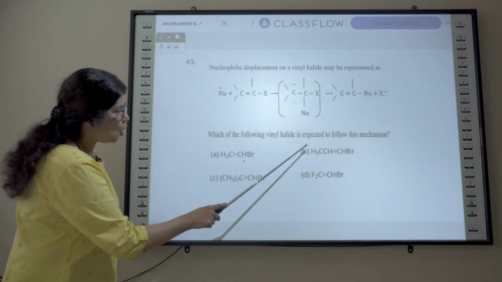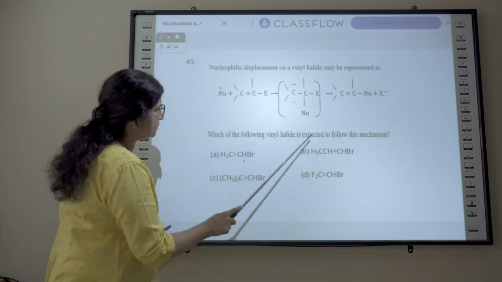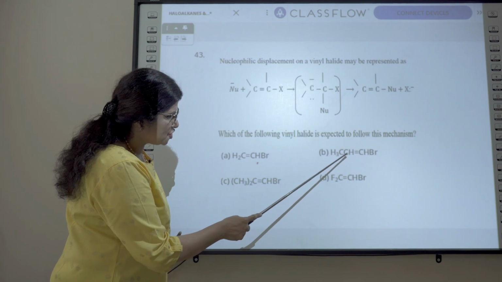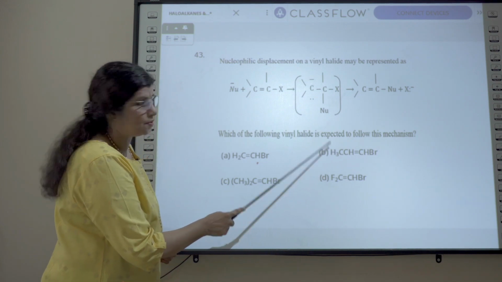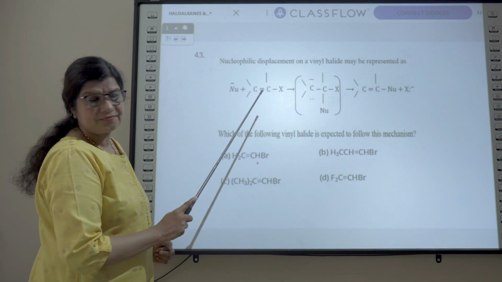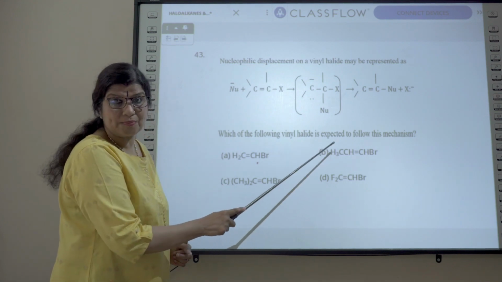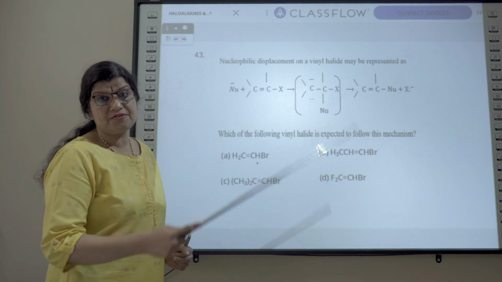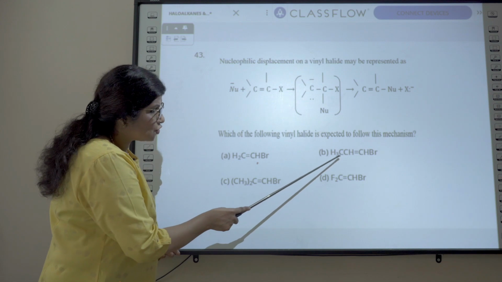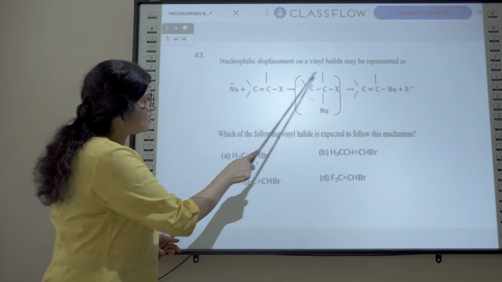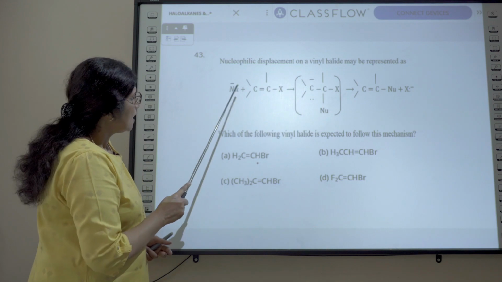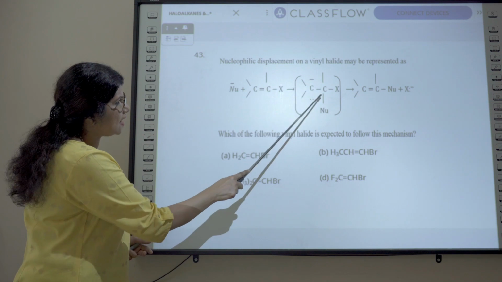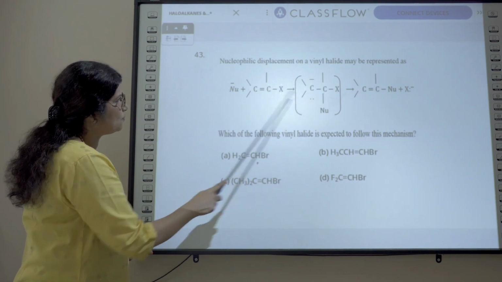Let's move on to option B. On this carbon atom, the two groups attached are a hydrogen and a methyl group. Now the methyl group has a specific role to play. You know that the methyl group is an electron donating group, a positive inductive effect group, so it pushes electrons towards this carbon atom. Now look at the intermediate that has been displayed here. The nucleophile is bonded not to this carbon atom, it is bonded to this carbon atom.